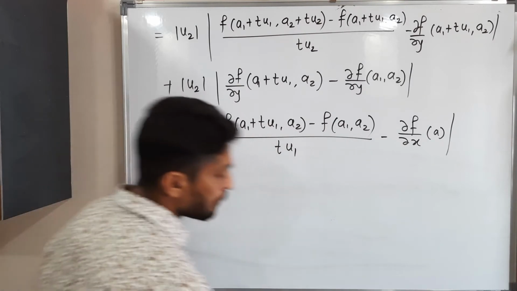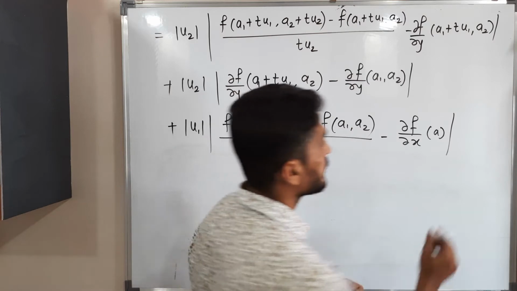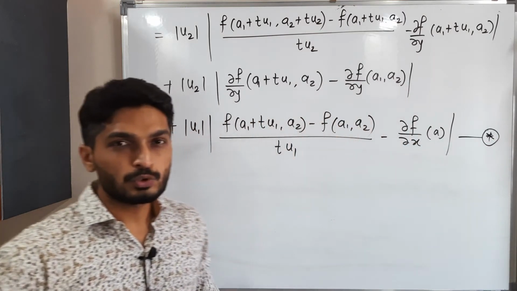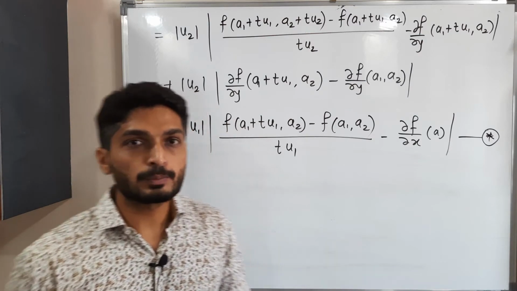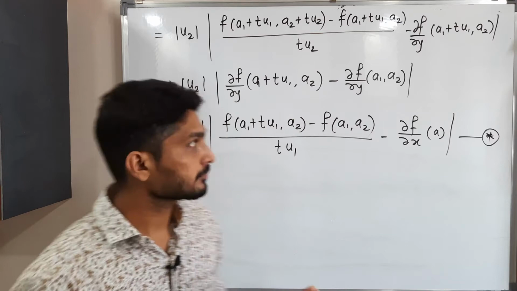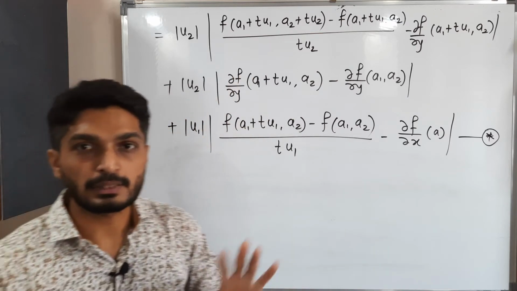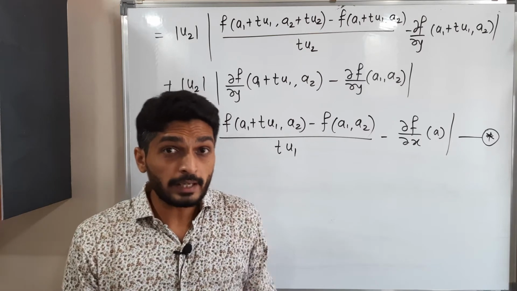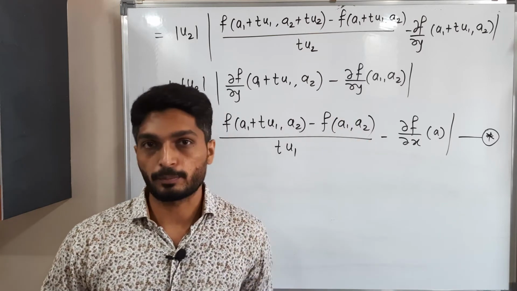So a very important inequality we have got, I'm calling it star. We will use it later. So what is our target? Our target is to prove that the first mod should be less than epsilon by something, the second mod should be less than something, and the third mod should be less than something. So our final target is to prove that the entire term should be less than epsilon.